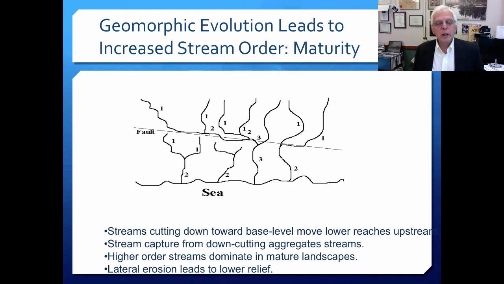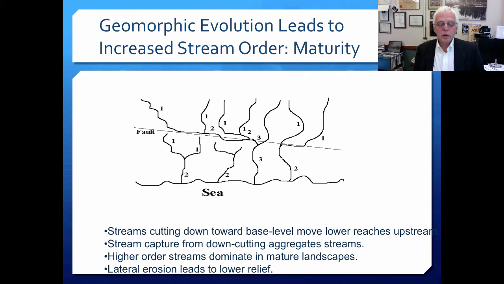Well, that's what's happened here. The stream on the far left is no longer a tributary of the far left stream flowing into the sea, but it begins to move across down the fault line through a sort of weak place in the uplifted surface, capturing other streams and causing an increase in order, in maturity. So streams are cutting down toward base level, and this moves the lower reaches upstream.